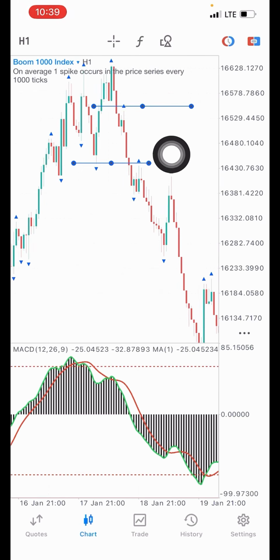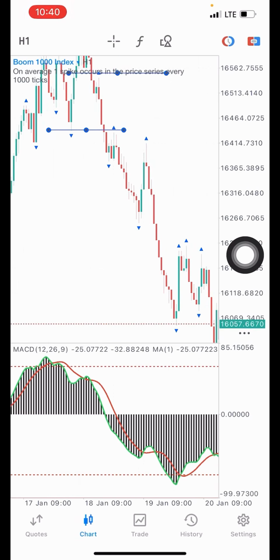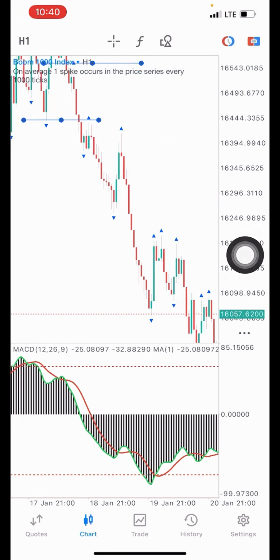So this is what price does. Sometimes it will go and take you out and then continue heading in your direction. But if you keep applying this method like this, you will be able to get the entry again towards your direction. So that's basically how the strategy works.